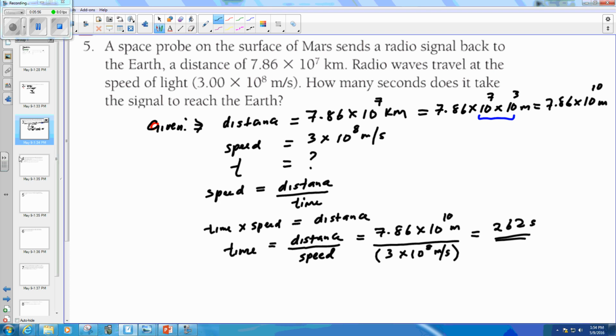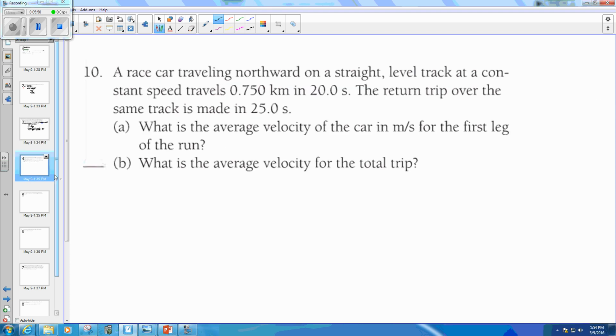Let's look at the next example. The next example says a race car is traveling northward. Note what it says again, on a straight level track at a constant speed. So let's write that. So we'll say given. So what are we given? So for part A, I'll change my colors. For part A, I'm given again the distance.